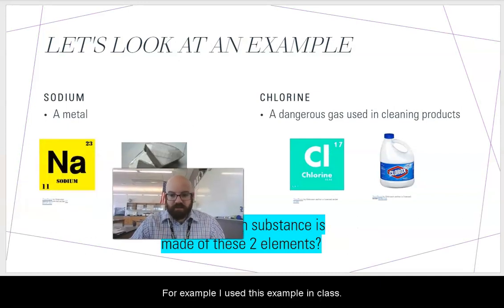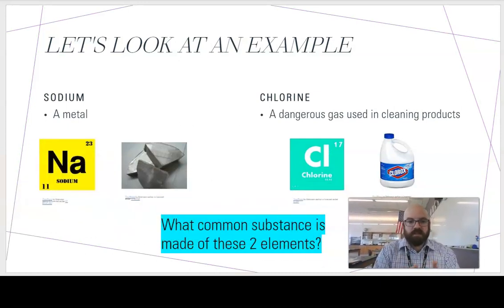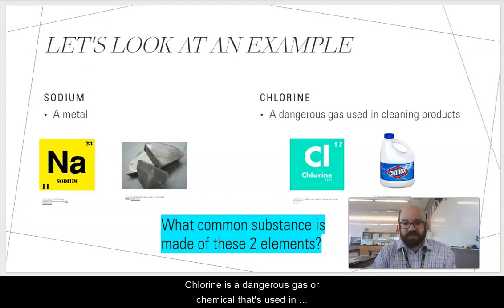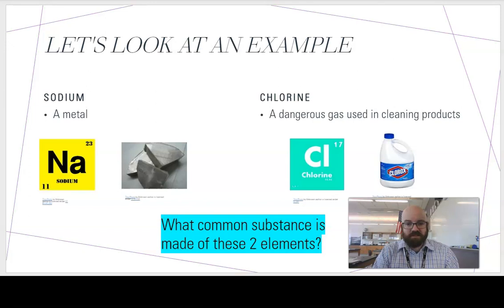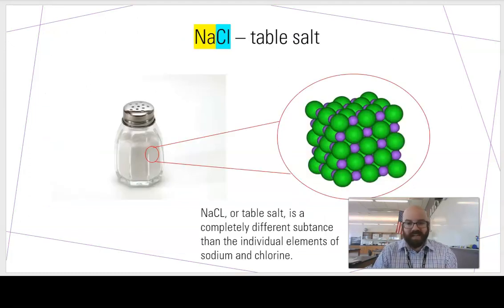For example, I use this example in class. Sodium is a metal in its natural state. Chlorine is a dangerous gas or chemical that's used in cleaning products such as pool cleaners and bleach. Do you guys remember what these two substances make if they're bonded together? They form the compound table salt, NaCl, sodium chloride.